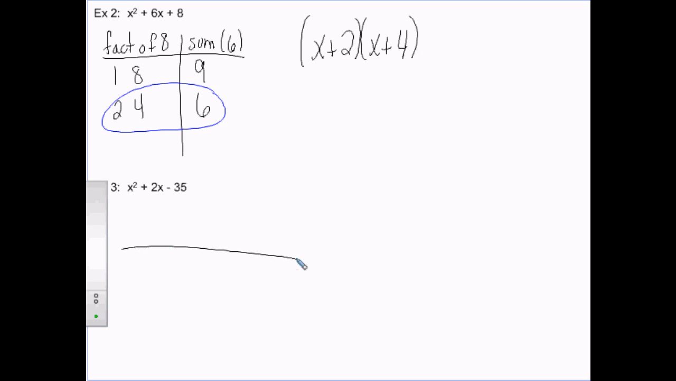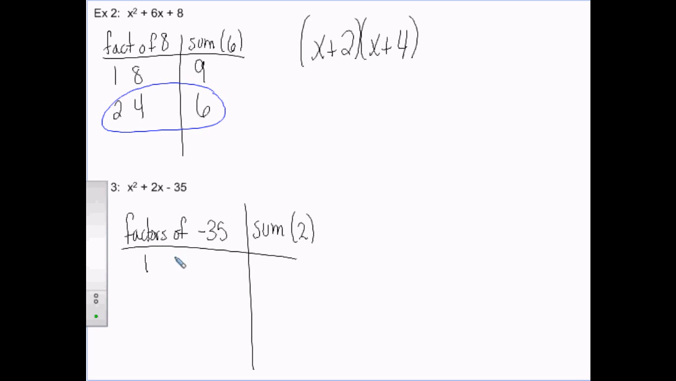Now, negative 35. And I want the sum to be 2. To multiply and get a negative number, what do I have to have? One positive, one negative, right? So when I do this, I have to take this into account.